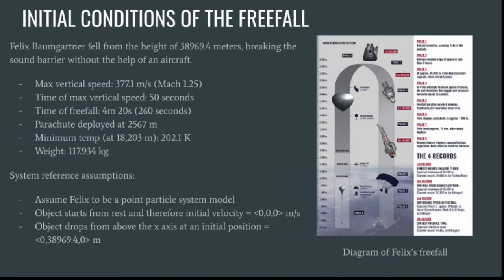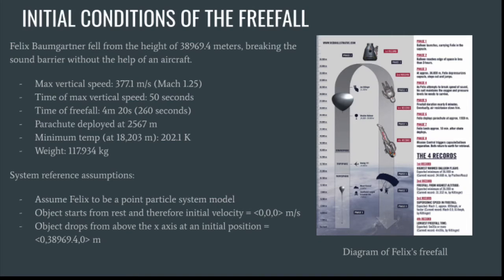As mentioned earlier, Felix Baumgartner fell from the height of 38,969.4 meters, which broke the sound barrier without the help of an aircraft. To the right, you'll see a diagram of Felix's freefall. Listed on this slide are first off the max vertical speed, which was 377.1 meters per second. The time of the max vertical speed was 50 seconds. The time of freefall was 4 minutes and 20 seconds, which is 260 seconds. The parachute was deployed at 2,567 meters above the ground. The minimum temperature experienced at 18,203 meters was 202.1 Kelvin. And the weight of Felix was 117.934 kilograms.